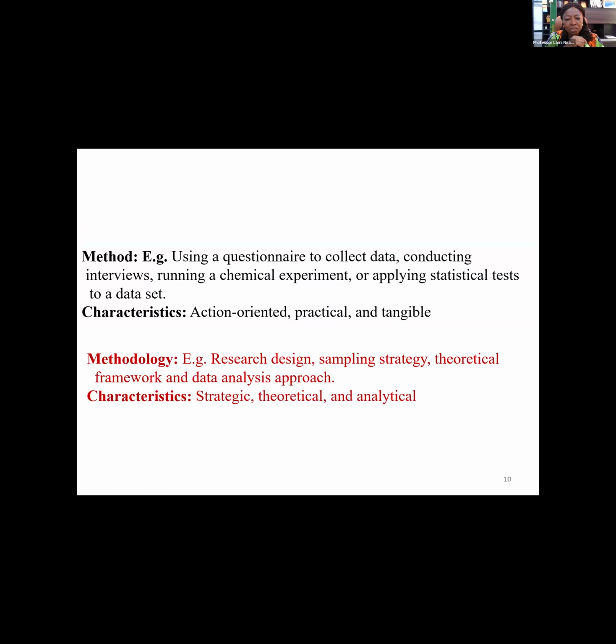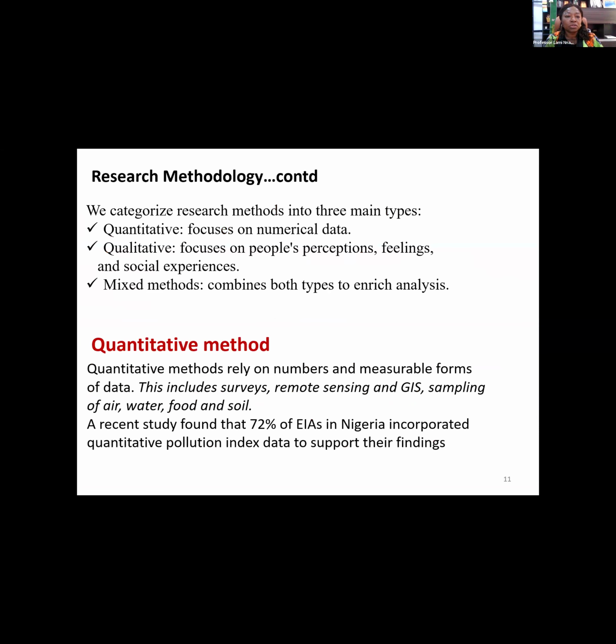Some more examples: strategic, theoretical, analytical, that's methodology. But method is action-oriented, practical, and tangible.